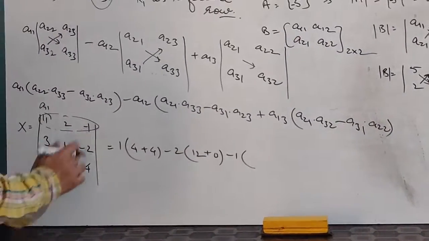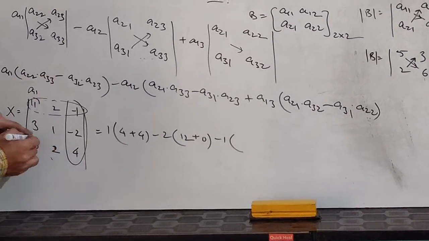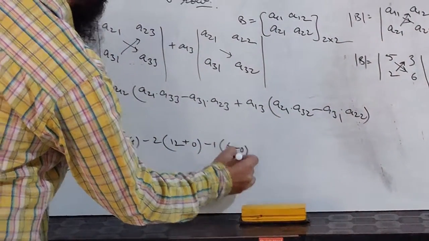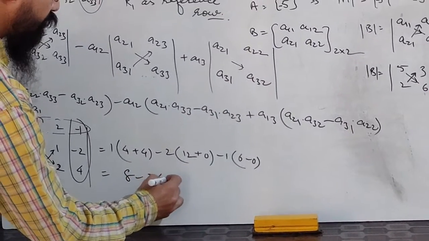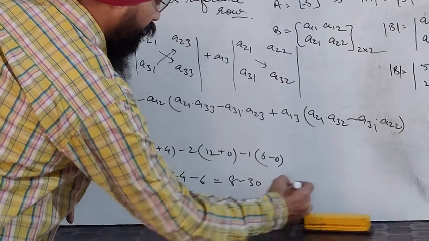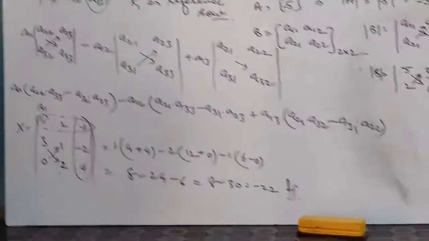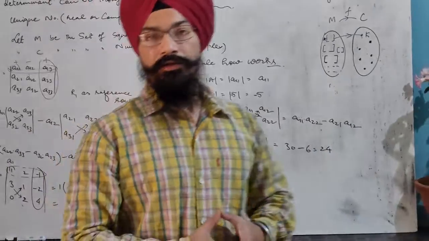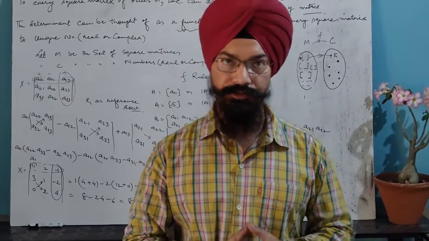Now this will have to be removed. Now you get 3, 1, 0, 2. Now the determinant is 3 into 2, which is 6, minus 0. This is 6 minus 0. And this is 4 plus 4, which is 8, minus 24, minus 6. This is equal to 8 minus 30, and this is equal to minus 22, and this is your answer. This is how you can evaluate the determinant of order 1 by 1, 2 by 2 and 3 by 3.